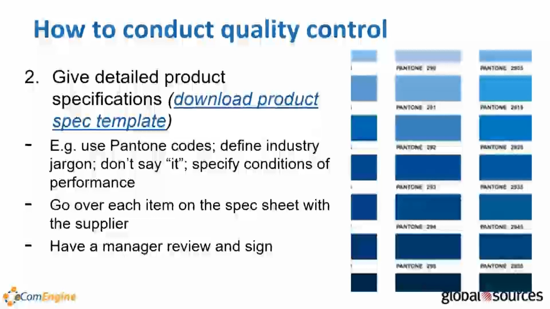So creating a detailed product specification document is especially important if you're developing your own product or if you're requesting significant changes to an existing product that the supplier has, or if your product is technical with a lot of moving parts or there are strict safety requirements that need to be met.